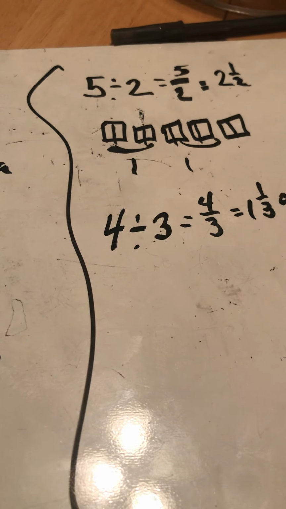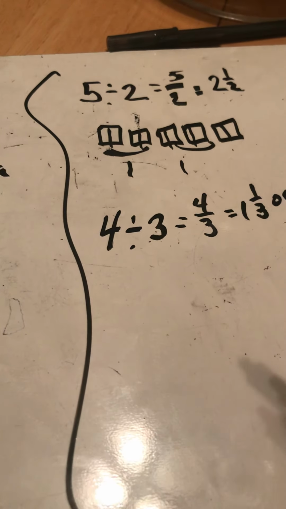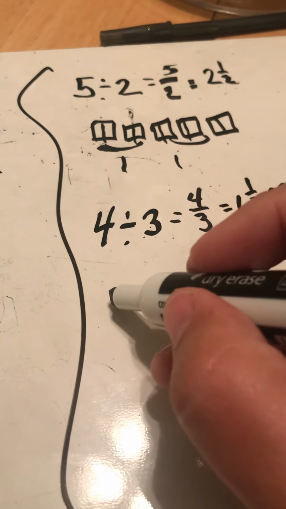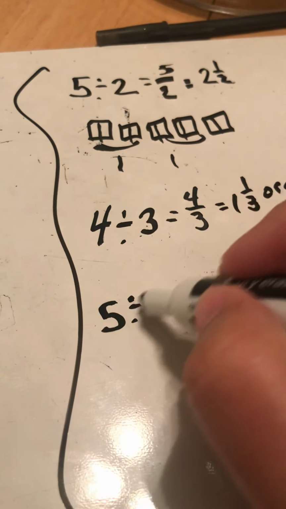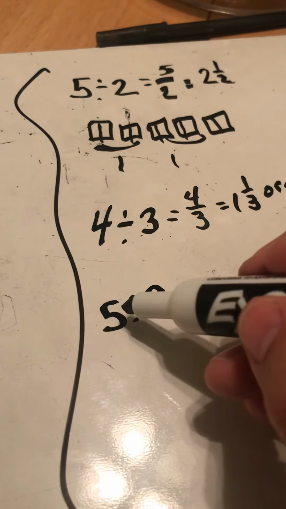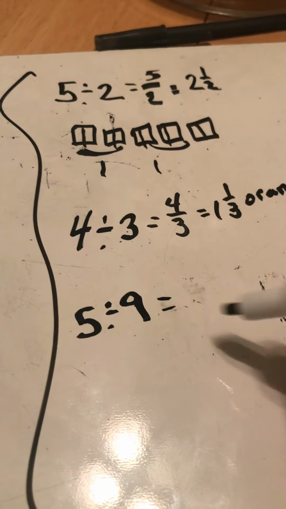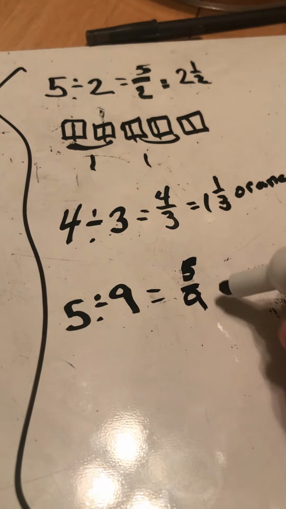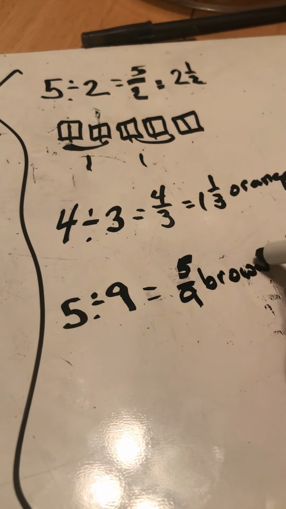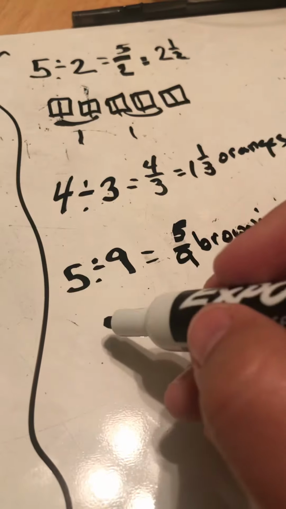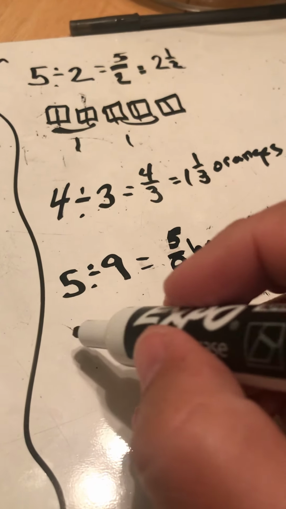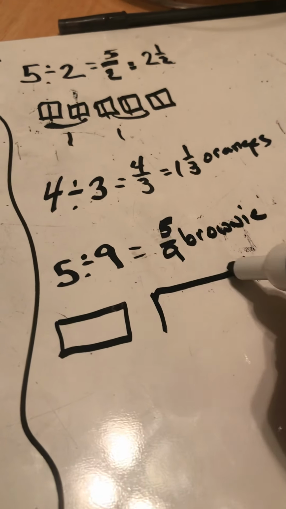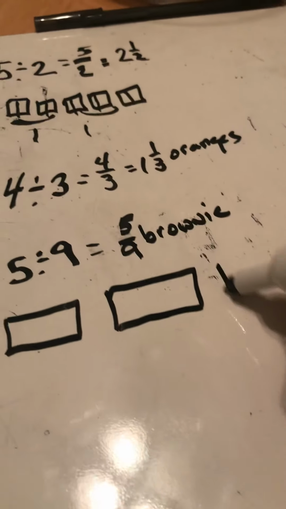Number 3, 9 people equally share 5 brownies. How much brownie does each person get? So this one is because we have 5 brownies divided by 9 people. So because we have more people than brownies, each person's not going to get a full brownie. What each person's going to get, though, is 5/9 brownie. So how would we do this? Well, here's our 5 brownies, right? I'm going to draw them a little bit bigger so I can be a little bit neater.